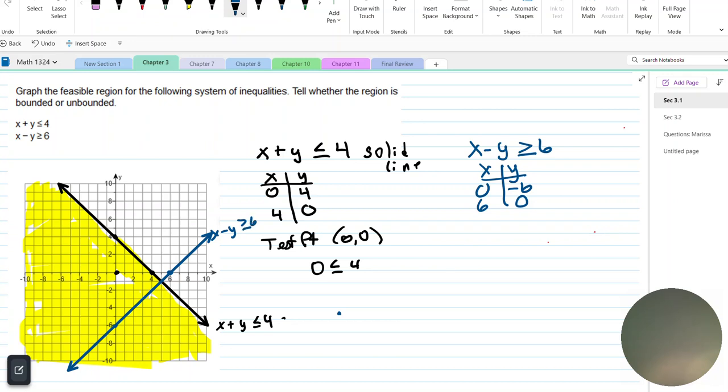All right. So then we're doing a test point. And our test point, I'll use green this time. Our test point is, and we got to do something somewhere. So let's make it 5 and 1. All right. Make it interesting, right? 5 minus 1 is greater than or equal to 6. This is 4 is greater than or equal to 6 is false. Therefore, we're shading underneath.